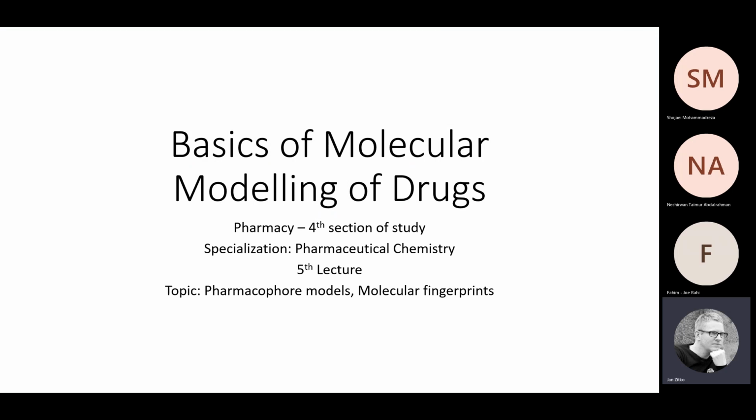So in today's lecture, we should be talking in detail about two other methods of drug design, which you can use for identification of potential ligands of your target. Of course, you already know one method which you can use to identify new potential binders of your target, and it is molecular docking.